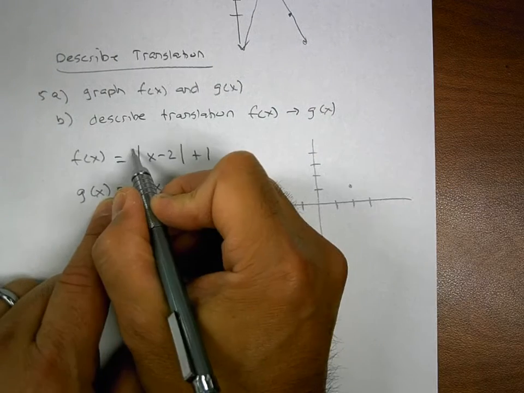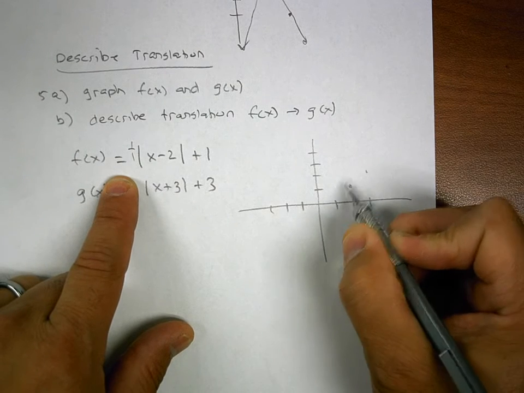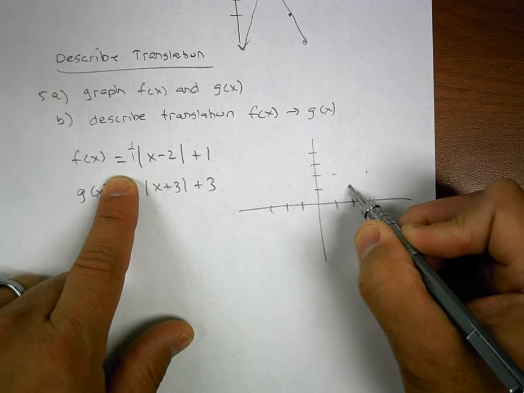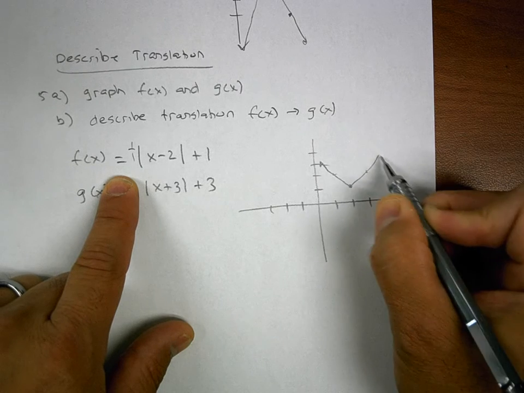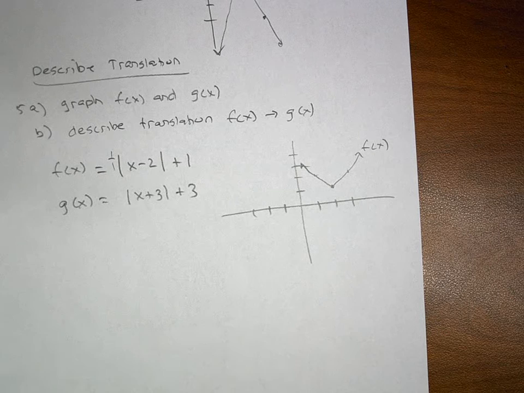So technically it's 1 over 1, right? So up 1 over 1. You could even go up 1, back 1. But there's our graph. Okay. And go and label it. This is f of x. That's f of x. Good.